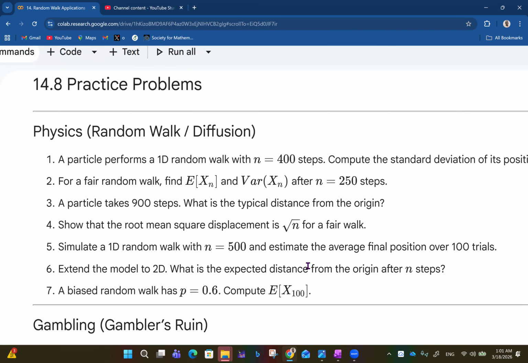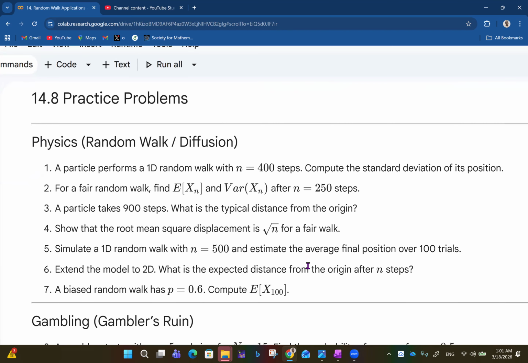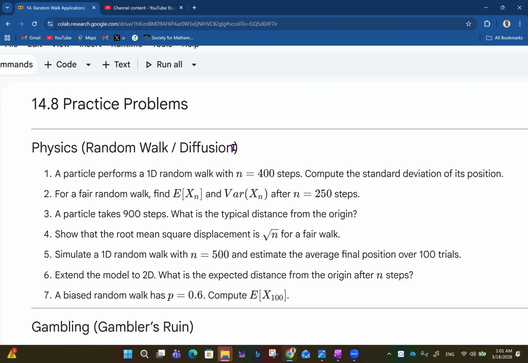So first, we have physics related stuff. Random walk or diffusion. A particle performs a 1D random walk with 400 steps. Compute the standard deviation of its position. I think that's just the square root of 400, right?